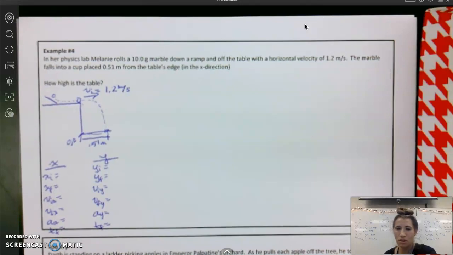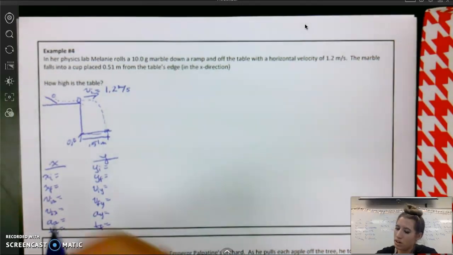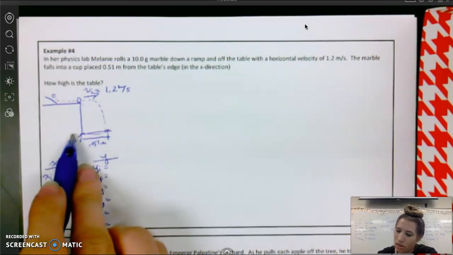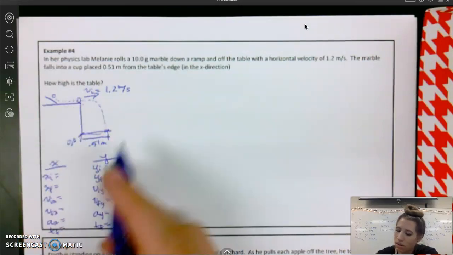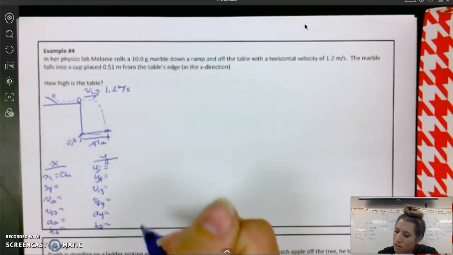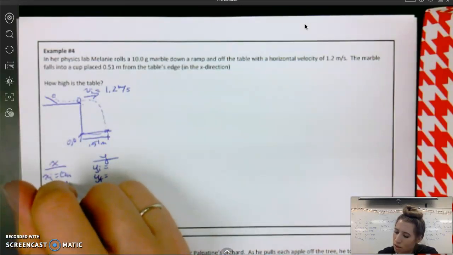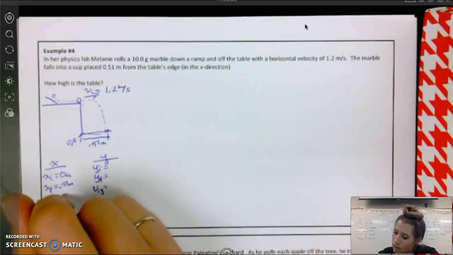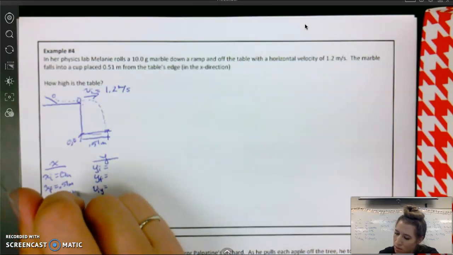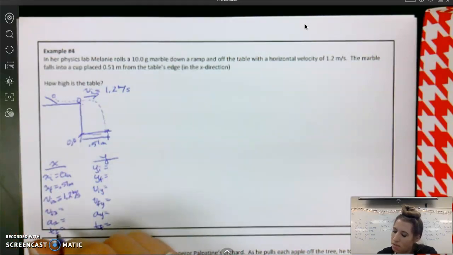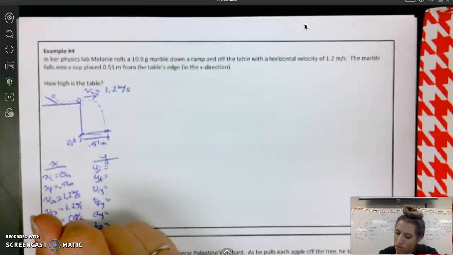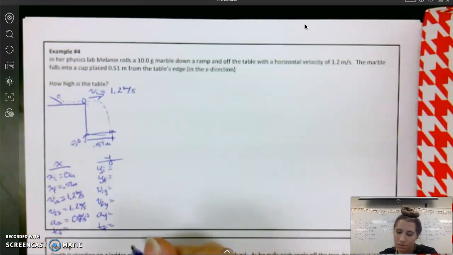Now, how much of this do we know from our image here? X initial, this is my origin. As far as the x direction goes, I'm starting at the origin, so that'll be 0. X final is 0.51 meters away from the origin. My initial velocity is all in the x direction, 1.2 meters per second. My final velocity is going to be the same, because in the x direction, the acceleration is 0. We don't know the time final.